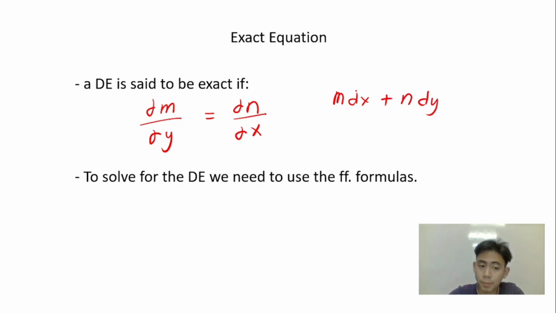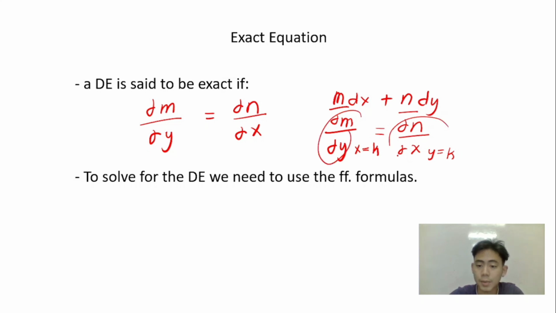Okay? So, para daw masabi na exact ang equation, you need to get the partial derivative of M with respect to y, with the condition of x is equal to constant. And then at the same time, you get the partial derivative of N with respect to x, with the condition of y is equal to constant. Okay? So, dapat equal daw yung dalawang yan para masabi natin na yung equation is to be exact.